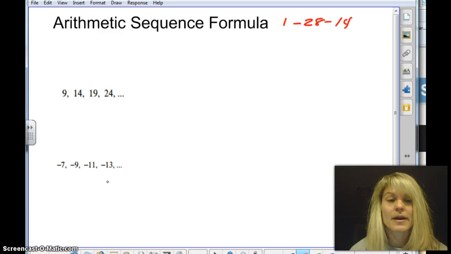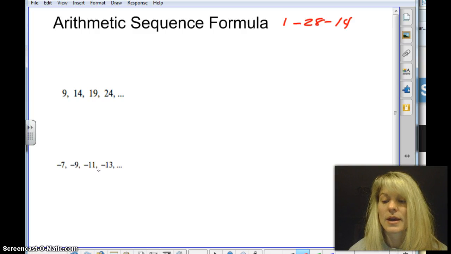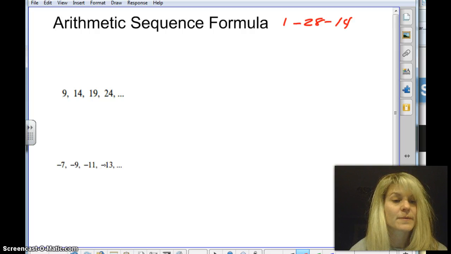So we're going to look at how we can use a formula to predict arithmetic sequences. Hopefully you remember from before, an arithmetic sequence is when a pattern of numbers increases or decreases by the same number over and over again. So let's look at our first example here. I can clearly see that these are increasing. So the question is, are they increasing by the same amount?